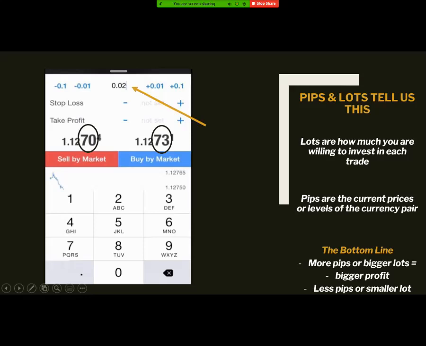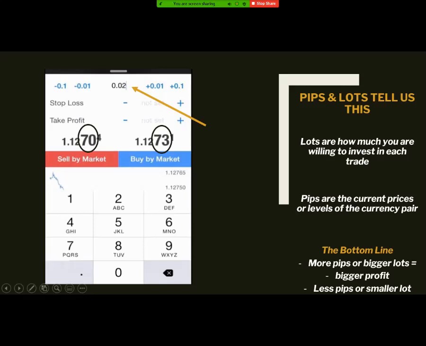So your pips are going to be the change in prices, 70 to 73. We don't really pay attention to the little number. Those are called pipettes. Pips are the big money. But you also have lots. Your lots determine how much you're willing to invest and ultimately how much you win in a trade. So let's say you have a 0.02 lot. That means you want to invest 20 cents, right?